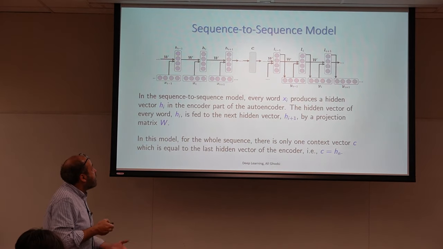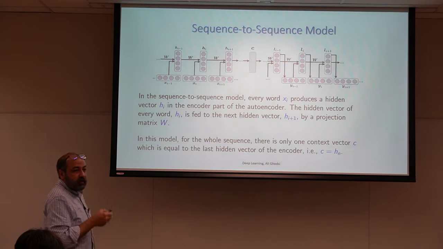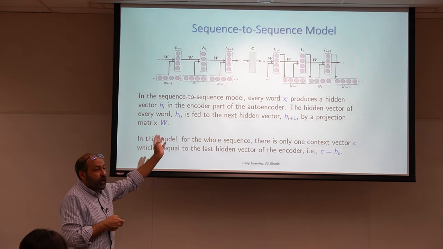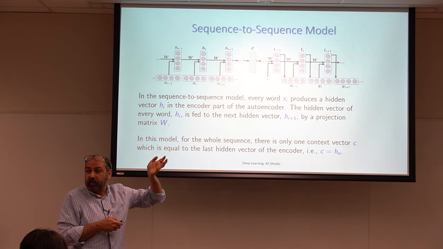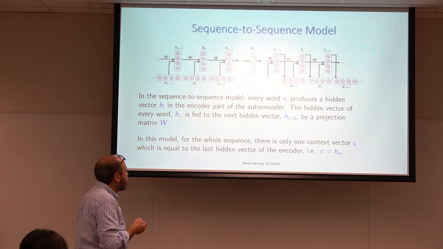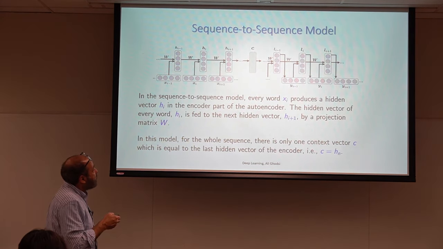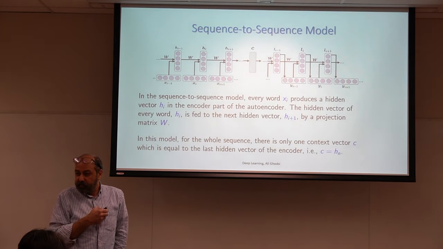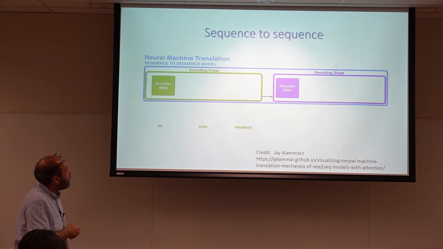So you can use this for translation, for example, or for question answering, when the input is a question and the output is the answer to that question, or the input is a sentence in one language and the output is in a different language. And this context vector is the last hidden state, which will be passed on. So the whole sentence has been distilled here.